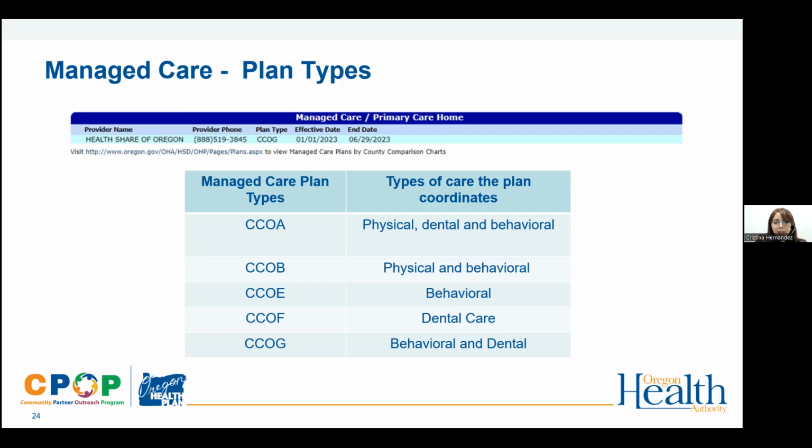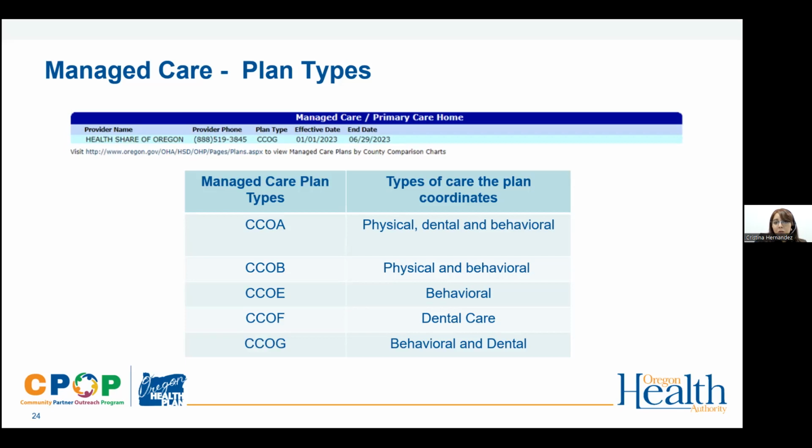If it's CCO A, it means that the CCO is coordinating everything: the physical, the dental, and the behavioral health part. If it's CCO B, it means that the CCO is only doing the physical and behavioral health part, and maybe the rest of the stuff is on open card. If it's CCOE, it means that the CCO is just coordinating the behavioral health piece, and everything else is under open card. If it's CCOF, that means that the CCO is only doing the dental part.